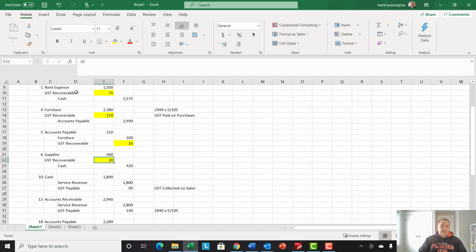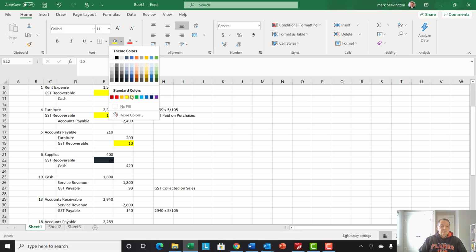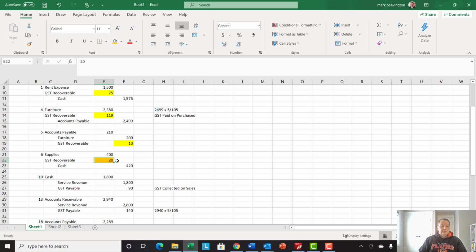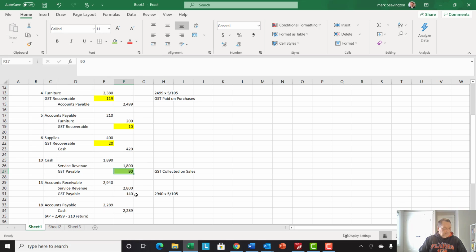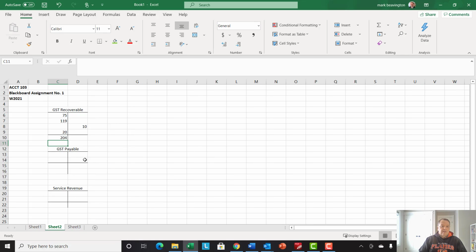Then if we look at GST payable here, again, we'll choose a different color. We'll make it green instead. That's fine. So $90 there, and there's one other bill right here. We billed a fellow for $140. So those two are the only ones that you've got here. You should have 90 and 140. Grand total should be $230.